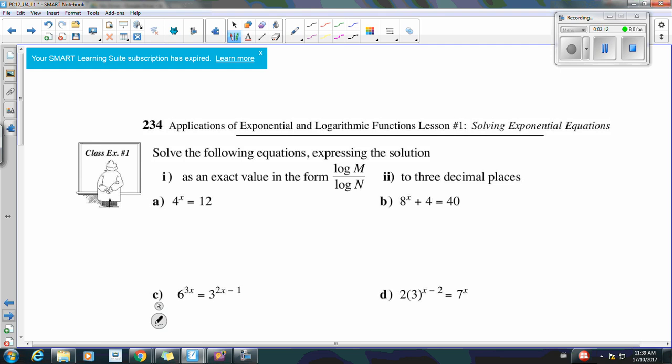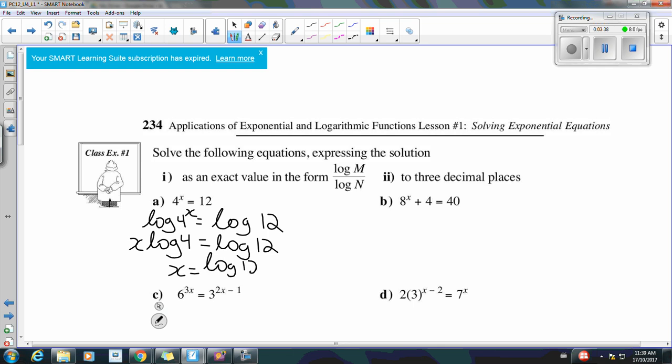So solve the following equations expressing the solution as an exact value and to 3 decimal places. So here, we take the log of both sides. And again, I'm going to work in base 10, but in theory you could work in any base. It's just simplest to think in base 10. So we have x log of 4 equals log of 12. Divide both sides by log 4. So this is log 12 over log 4. This is a simple enough one. You probably could calculate it by just changing form up here, but either way works.